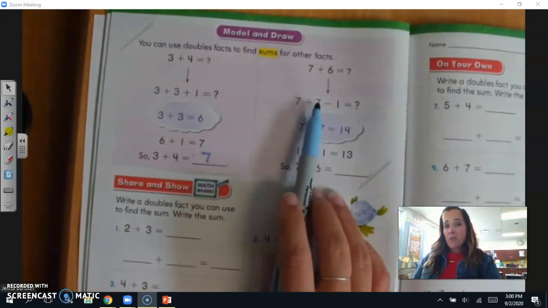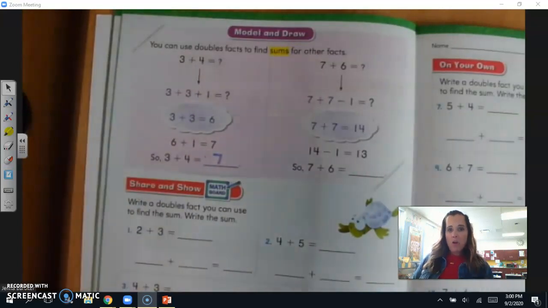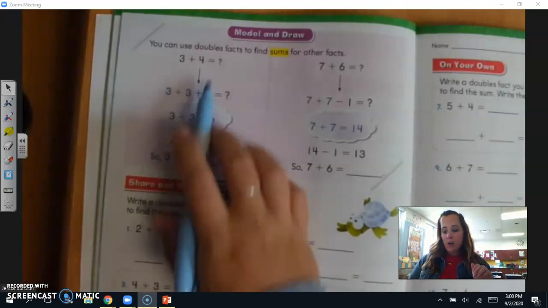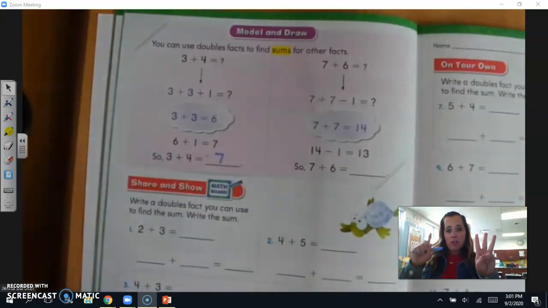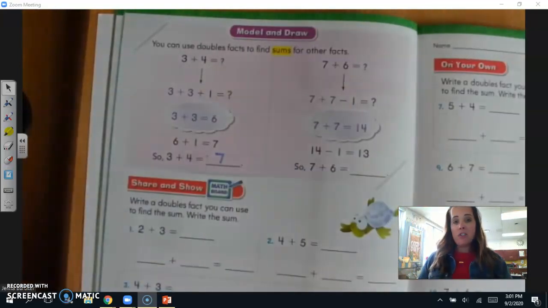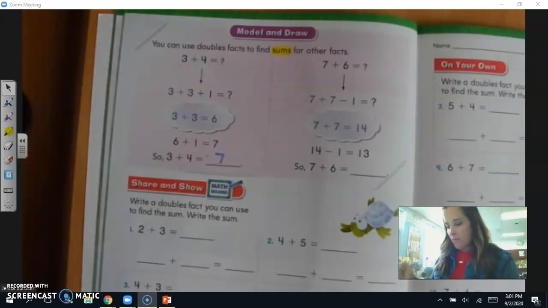But we're still going to break up that 6, right? So 6 can be broken up into 7 minus 1. So now, instead of breaking it up like we did over here, where that 4 became 3 plus 1, this 6 is breaking up into 7 minus 1. See how that's still 6, right?